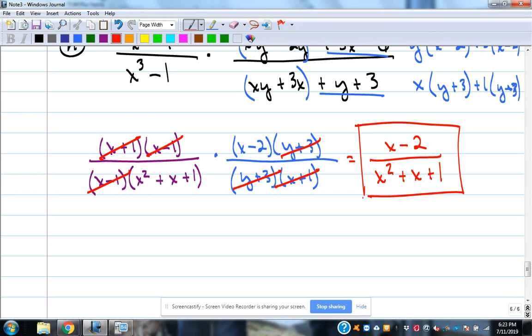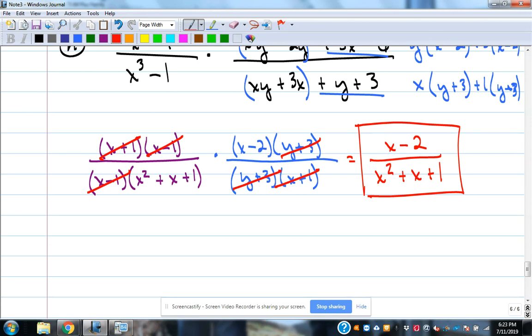So factoring, big part of this. It doesn't necessarily make it easy, but your first step should be factor everything. That's when it's simplifying rationals, factor everything. All right, so let's look at division real quick, and then we'll be out of here.